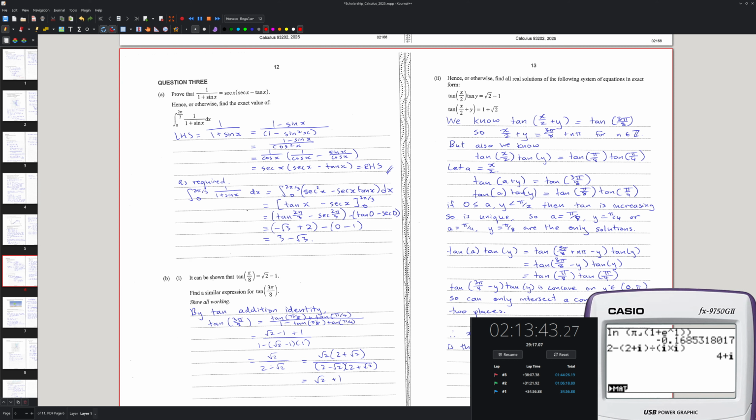The next one, did I do this one? Plus n pi's and everything. But the previous question is telling you tan pi on 8 is root 2 minus 1. So if you just make x pi on 4 and then y pi on 4, it's one of them, right?